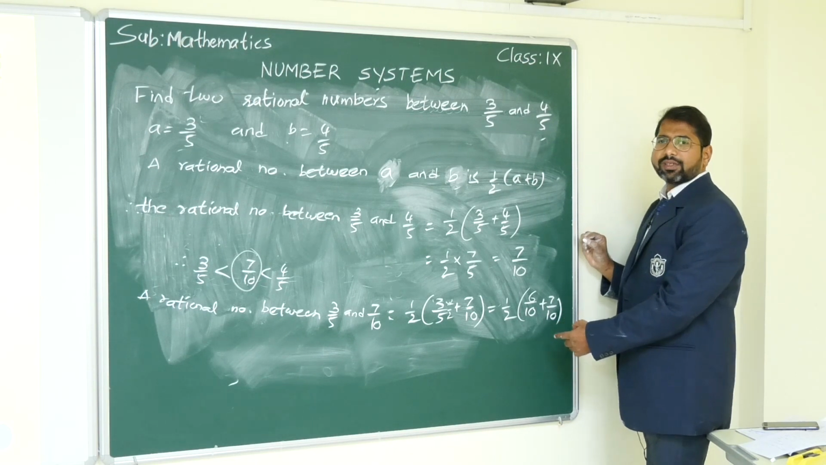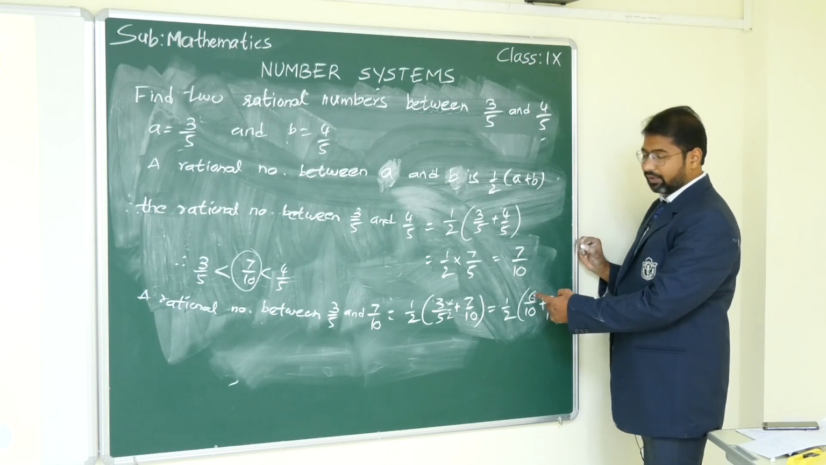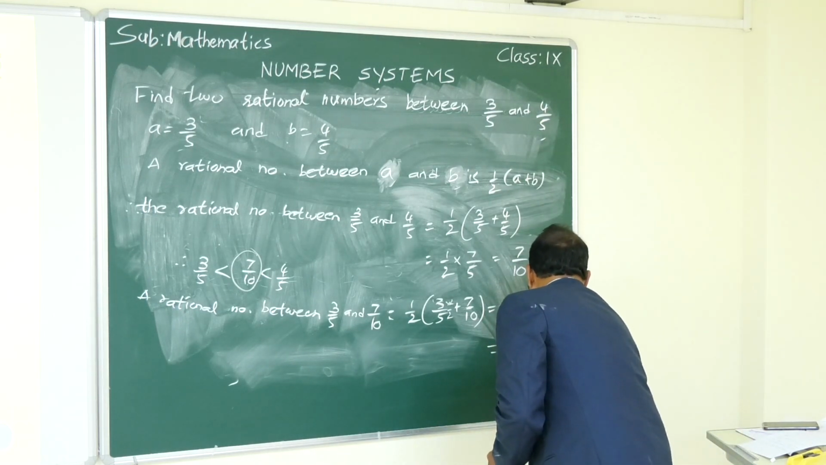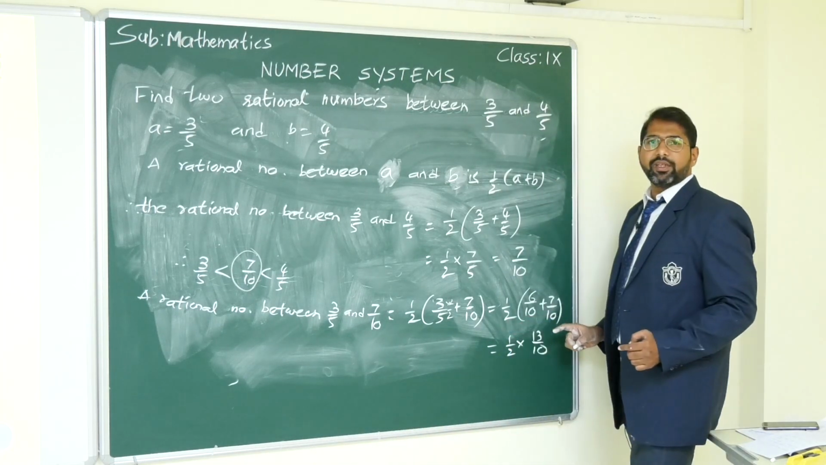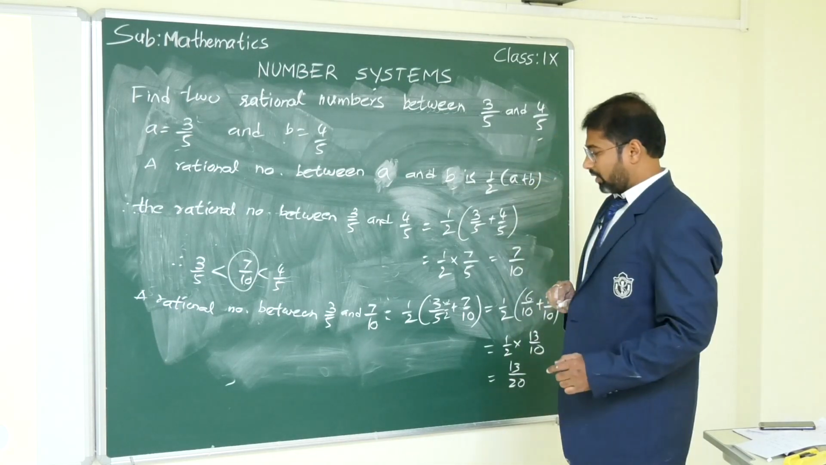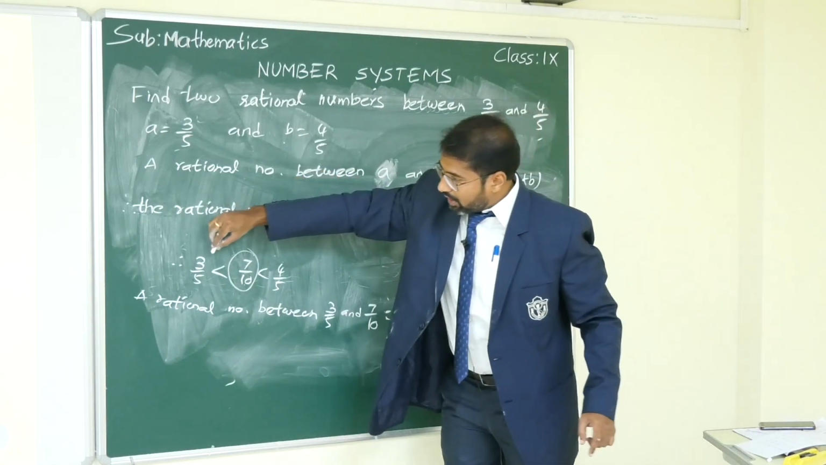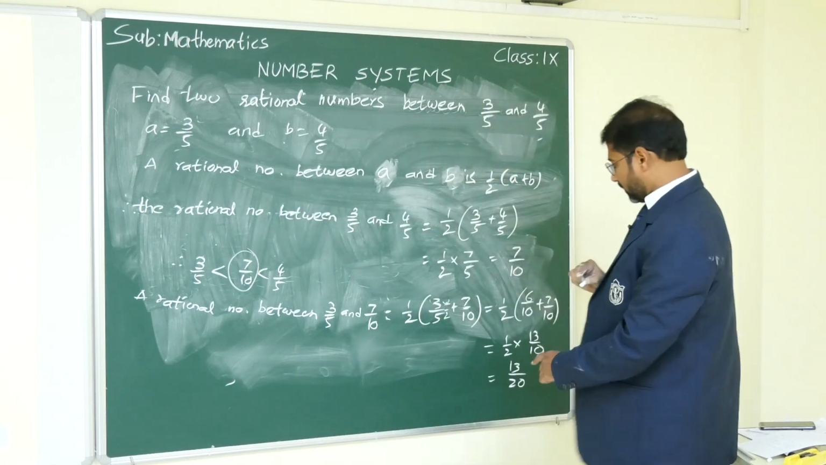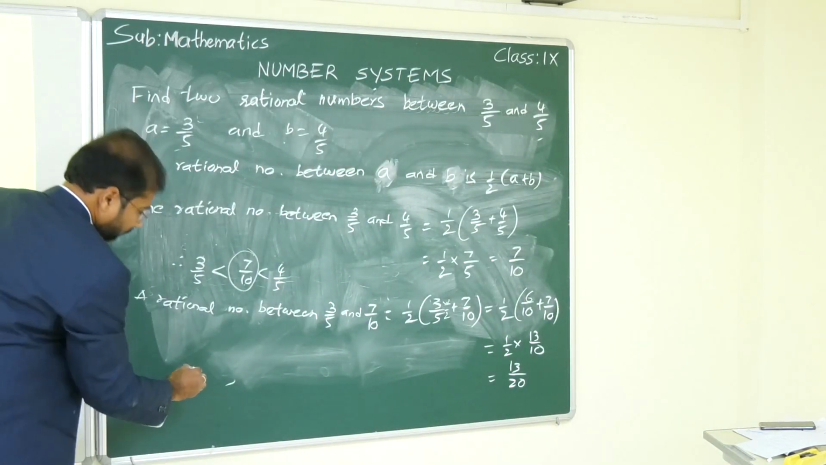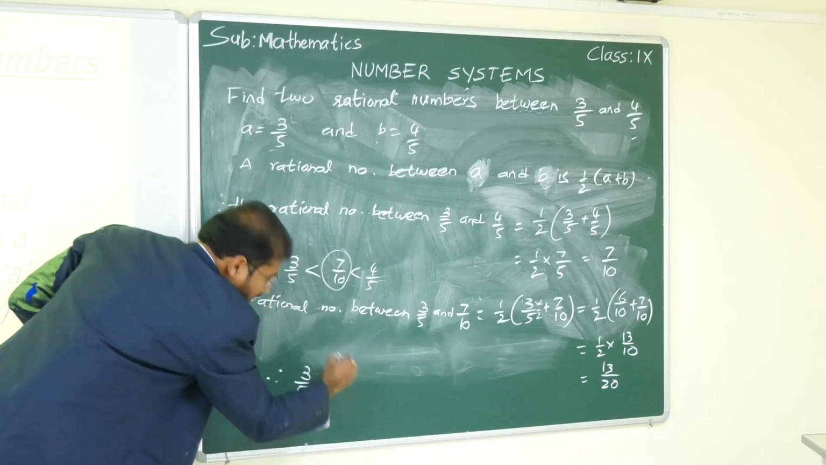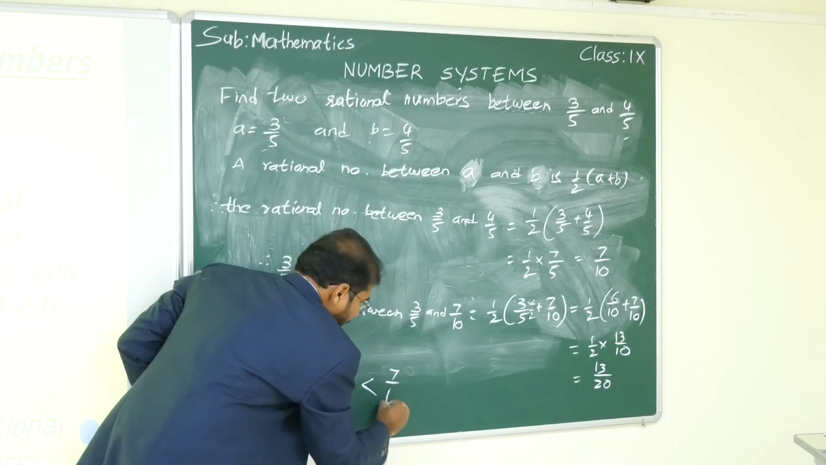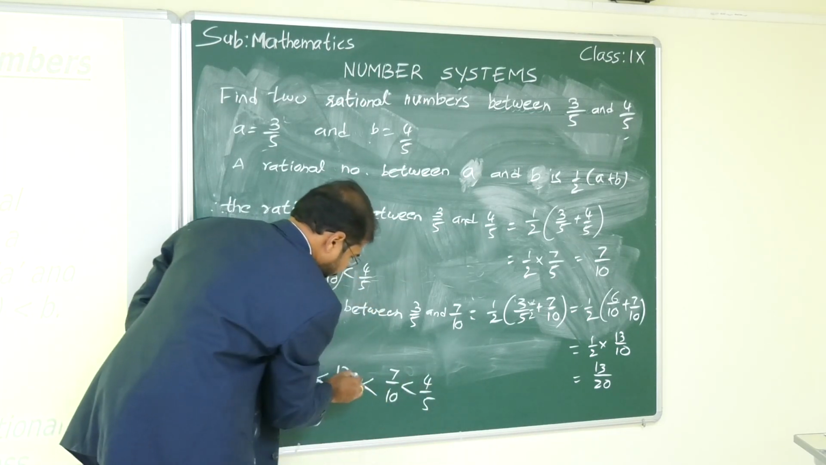Now the denominators are the same, so I can add the numerators, which are 7 and 6, which will add up to 13 by 10. Half into 13 by 10 will give you the product 13 by 20. Therefore, our rational number between 3 by 5 and 7 by 10 is 13 by 20. Therefore 3 by 5 is smaller than 13 by 20 is smaller than 7 by 10 is smaller than 4 by 5.